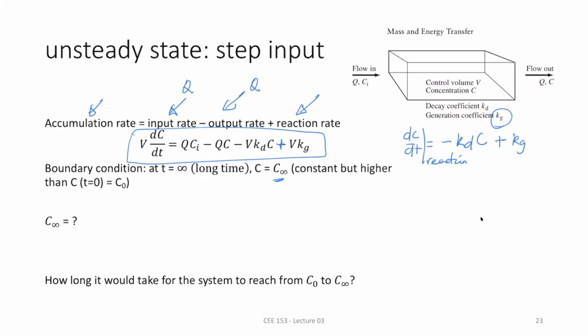Because of that, at infinite time, it's a steady state. The things will not change over time. C infinity, you can solve it. So if you solve this at steady state, dC by dt at infinite time would be 0. So that means you can solve for everything else. QCi minus QC infinity, because you are talking about what happens after a long time. I'm just putting a notation here, nothing else.